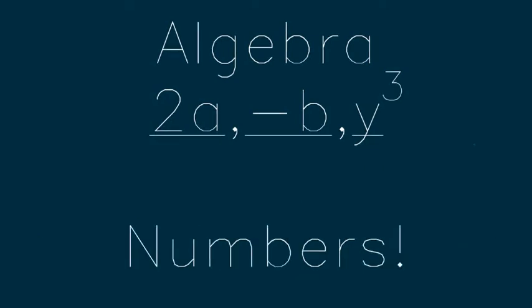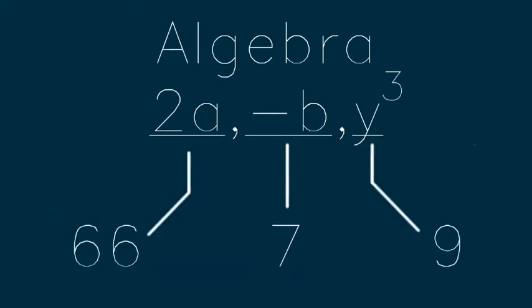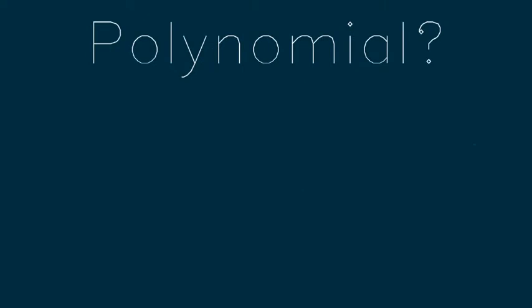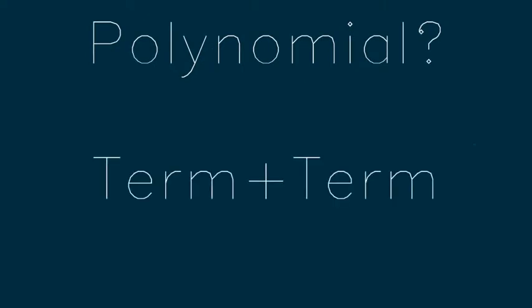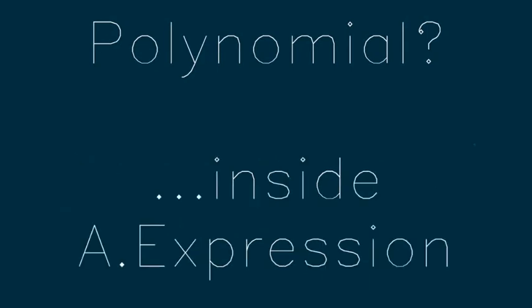Now, at the end of the day, all of these individual terms represent some numbers. Okay, so 2a can represent 66 and so on. These are in fact at the end of the day going to be representing numbers, solid numbers. Okay, so what is a polynomial then? A polynomial is a term added to a term, and you can in fact add more terms and so on. So what is the minimum amount of terms that you want it to have for a polynomial? More than one. Okay, more than one inside an algebraic expression.